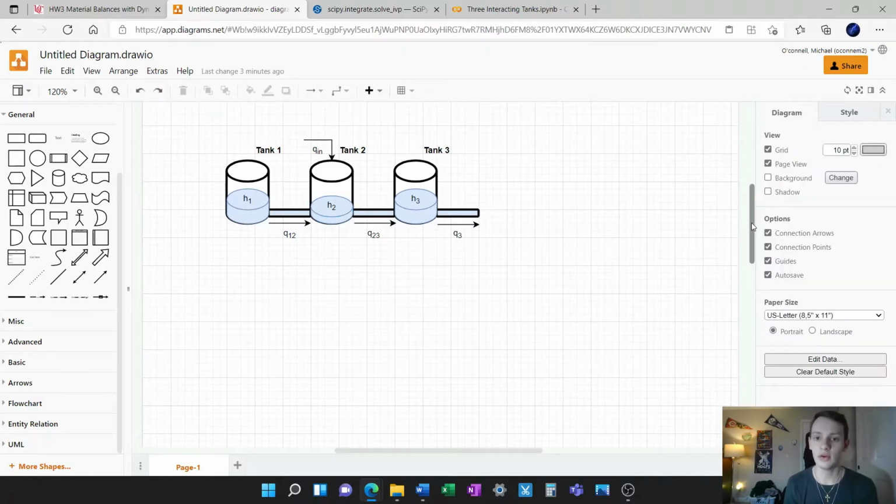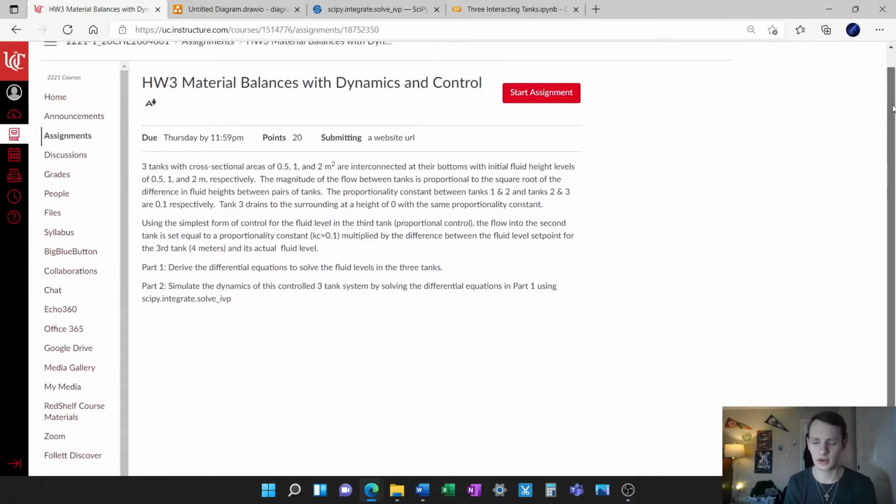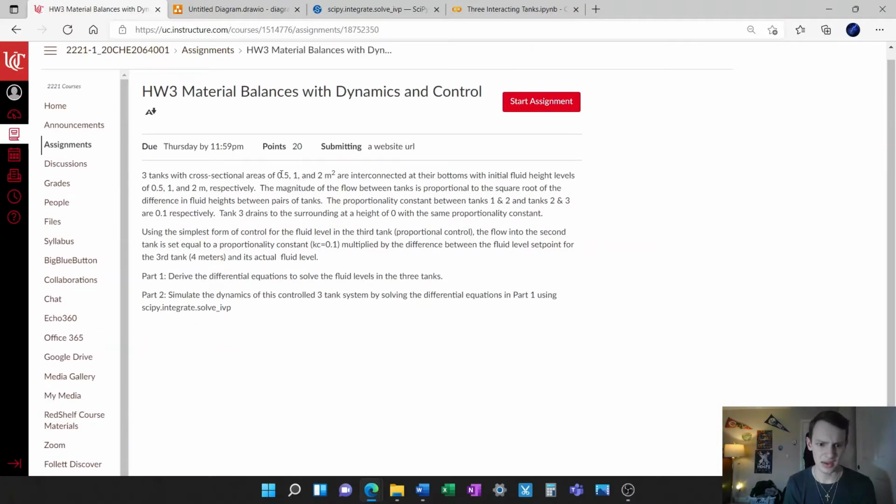So what we want to do at the start of this problem is model the interaction between these tanks. And what is that going to be? Well, that's going to be the flow. And I drew arrows to show what we have. And here is the problem description that was given to me.